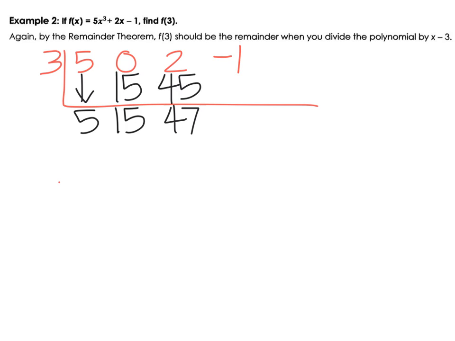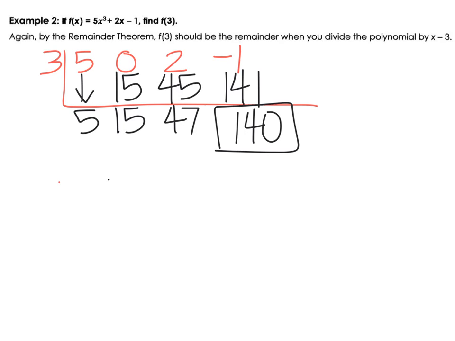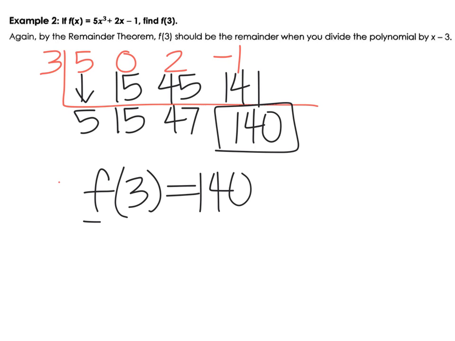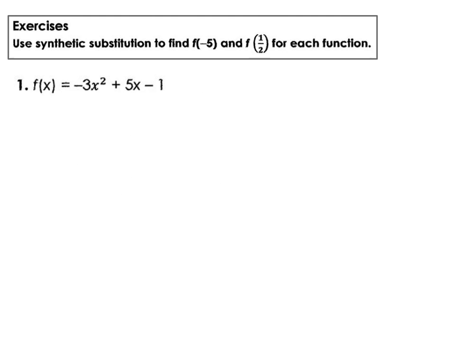And then 47 times 3 gives us 141. We end up with 140. So our final answer, f of 3 equals 140 by the remainder theorem. And that is our final answer. All right, here's another example.